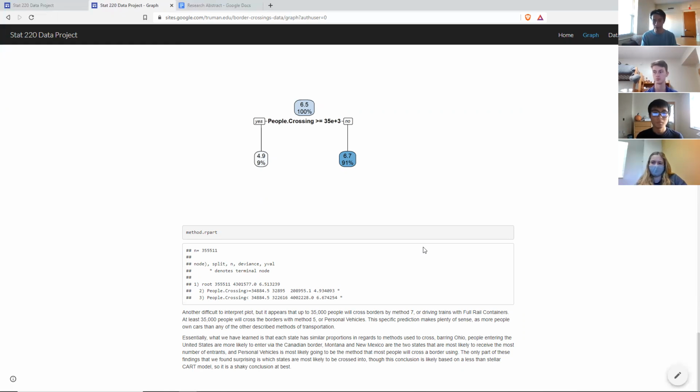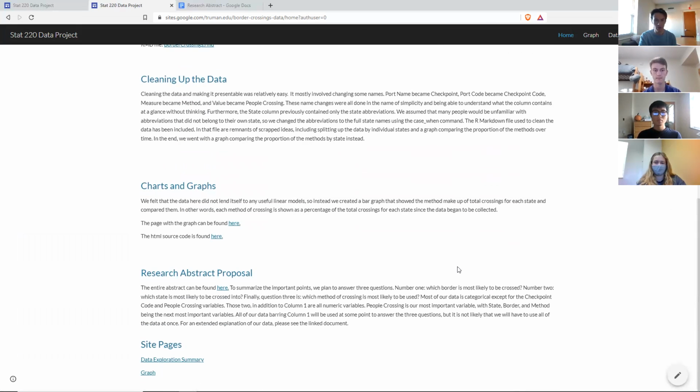The method is most likely to be a personal vehicle. And then the state is a toss-up between Montana and New Mexico, although this conclusion is likely not based on clean methods, I suppose. So at best, that state is a shaky conclusion. Further research will probably need to be conducted. Moving on to the research abstract proposal.